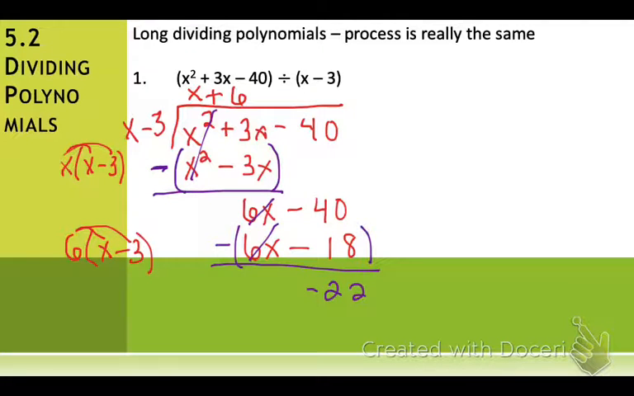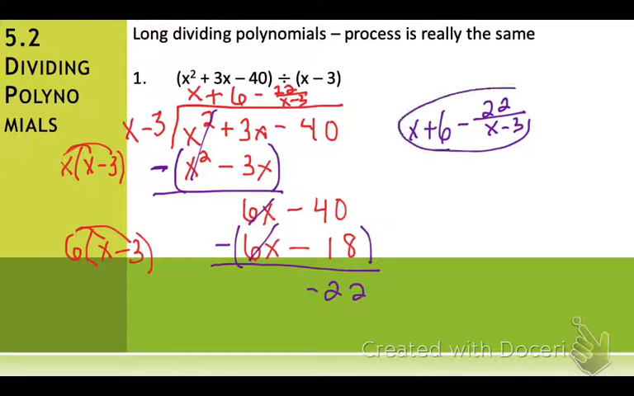There's nothing else to bring down, so when that happens, that's your remainder. But we're not going to write it as a remainder, we're going to tack it on as a fraction. So I'm going to put minus 22 over x minus 3, just like we did before. So my answer for this problem is x plus 6 minus 22 divided by x minus 3. There you go.